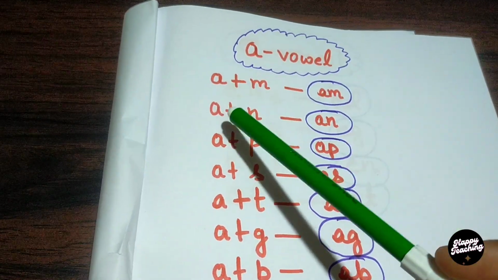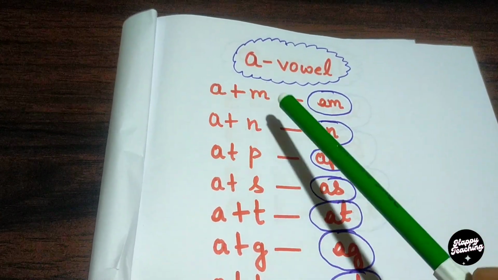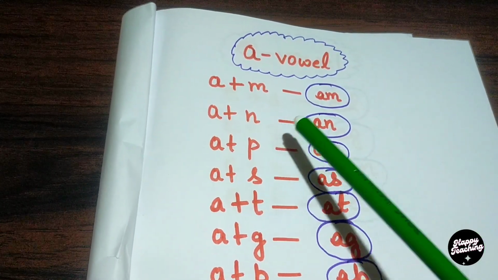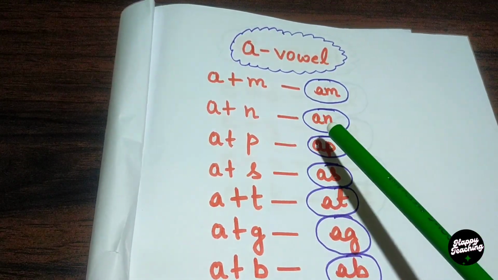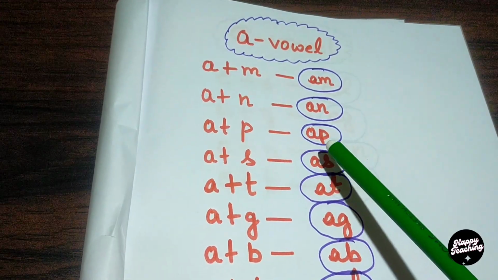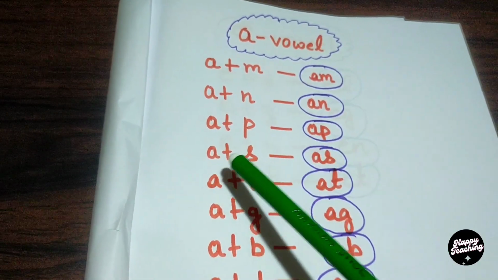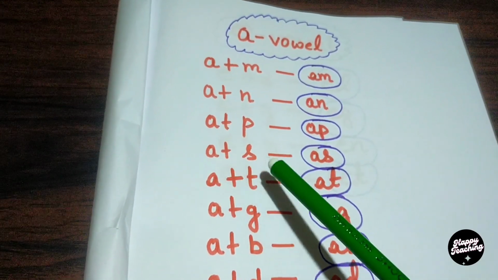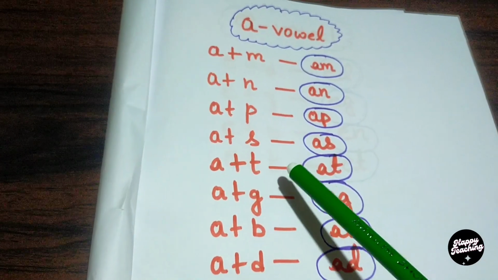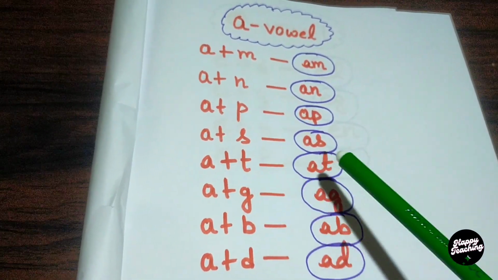Now let's repeat. A, am; a, an; a, b, ab; as; at; ag; ab; ad. Now let's do blending of E vowel.